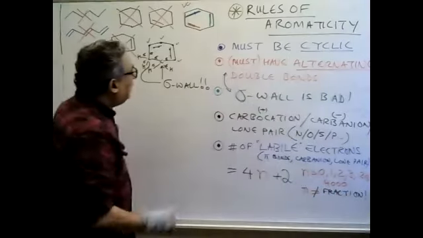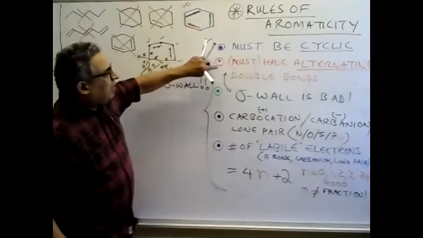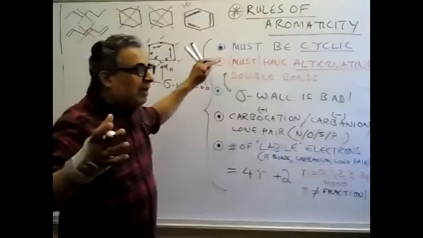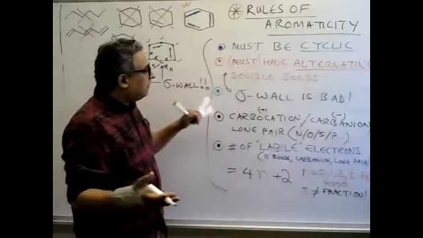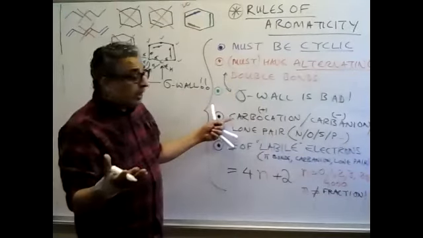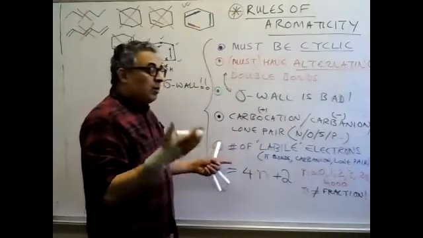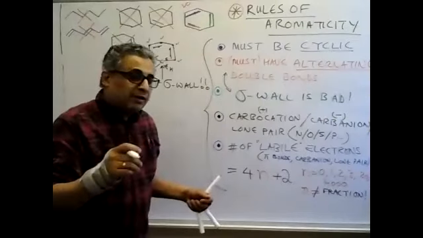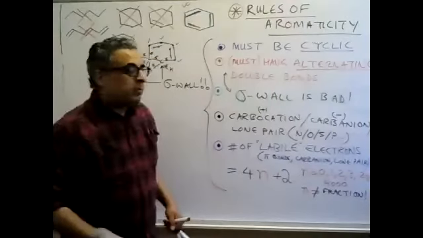Okay? So these are the aromatic rules. Must be cyclic, alternating double bonds. Is it really etched in wall? Not really. It's not that hard and fast. You can have exceptions. Sigma wall, no way. Carbocation, maybe okay. Carbanion, maybe okay. Lone pair, maybe okay. Last checkpoint is you count up all the labile electrons and you try to express it as 4n plus 2. I'm going to explain that, okay?